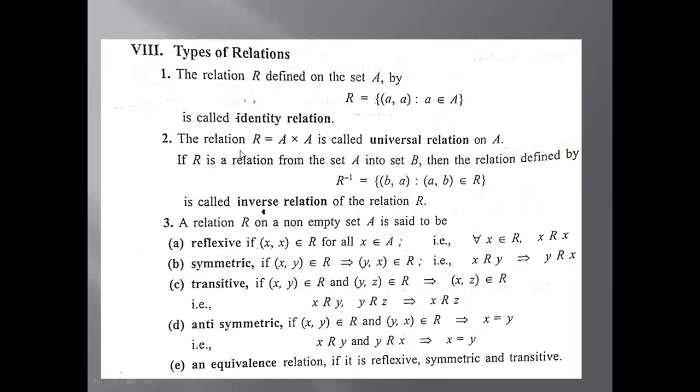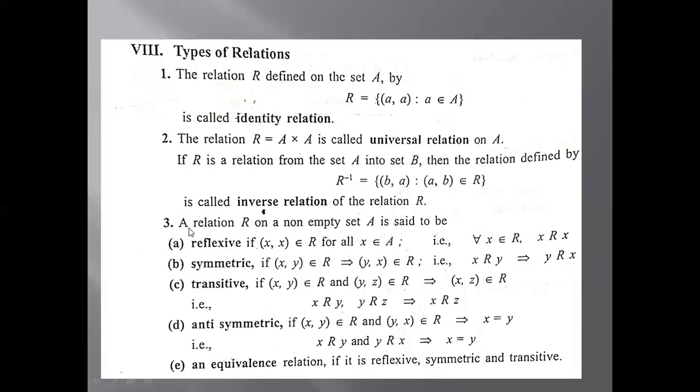Second point, the relation R equal to A cross A is called the universal relation on A. If R is a relation from the set A into the set B, then the relation defined by R inverse is equal to {(b, a) such that (a, b) belongs to R}. This is called the inverse relation of the relation R.